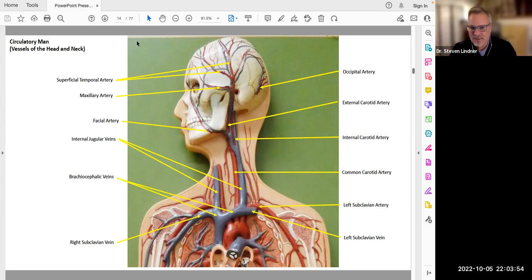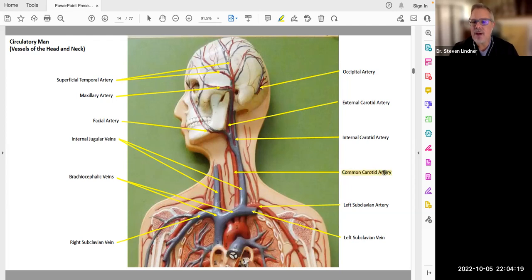I'll refer to this as Flat Stanley. So let's take a look at Flat Stanley and see if there are some blood vessels here that we should know. Let's start with this arch of the aorta. When you start with the arch of the aorta, there are some blood vessels that come off of that that you should be familiar with.